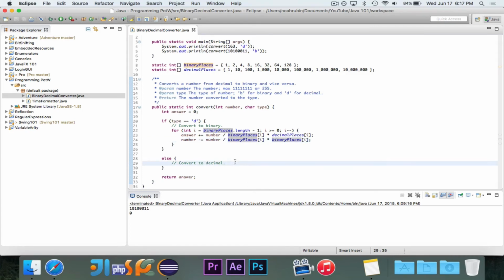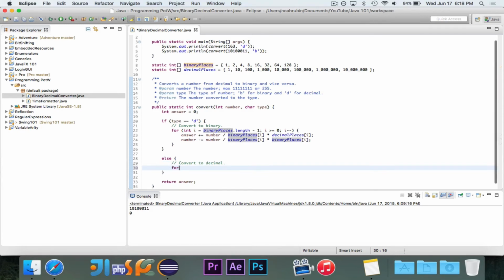So next we just need to do conversion into decimal. And I originally figured it's probably going to be pretty much the same. I figured I could just swap the binaries and decimals that show up, but it's actually a little bit different. So let's take a look at that. So we're going to be iterating through decimal places.